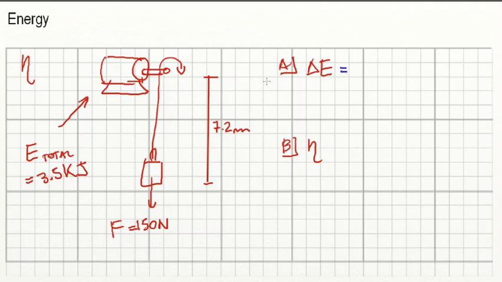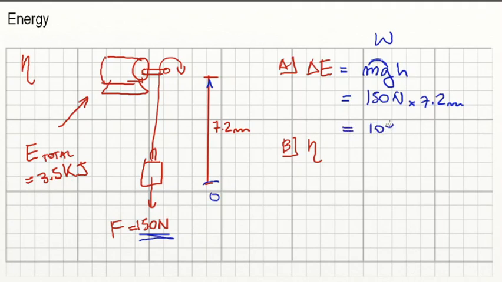The change in energy here is simply the change in gravitational potential energy. So this will be mg delta h if it's change in height, or simply h if we are considering, for example, this to be 0 and then it's 7.2 up. So our mass here, well, mass times gravity, that's weight, which we're given as 150. So this would be 150 newtons times 7.2 meters. And that should be 1,080 joules. So a bit more than 1 kilojoule.